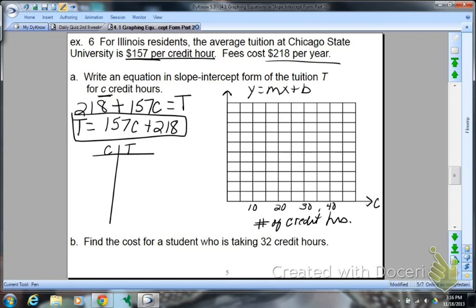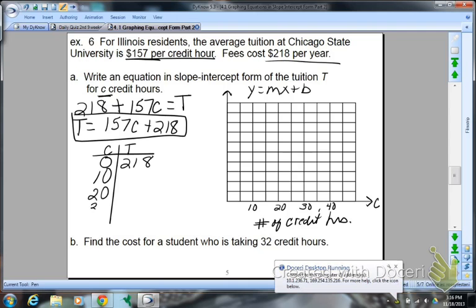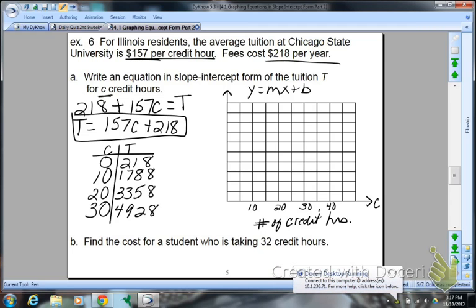The very first point is going to be my y-intercept, 0, 218. Now what values are we going to pick for the table? I would do 10, 20, 30, right? So fill in your table. Sometimes when you make your table and you're trying to graph, it doesn't hurt to look at the very last question. It says find the cost of a student who's taken 32 hours. So put 32 in your table also. Put it up here.